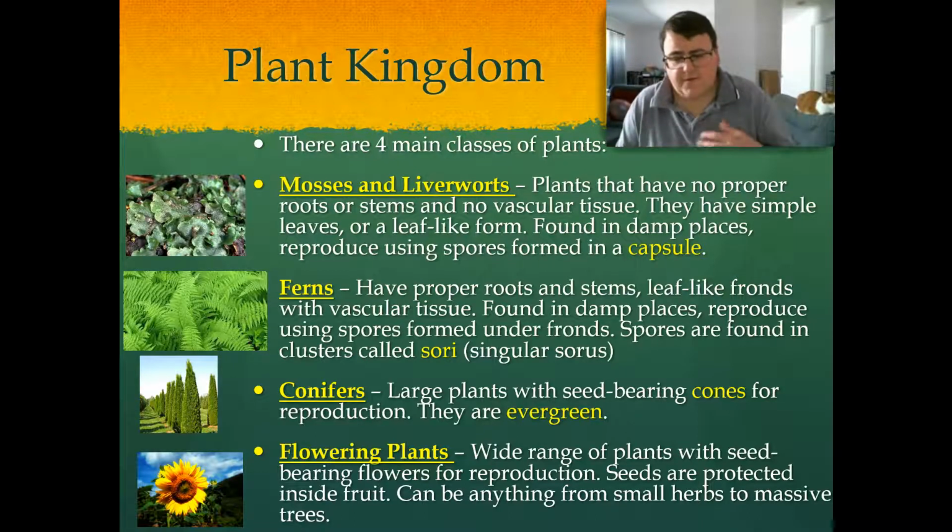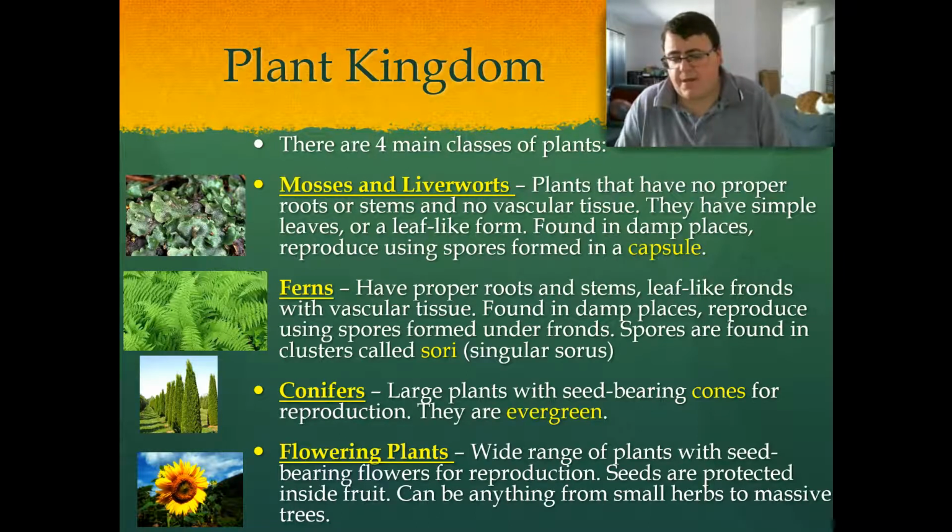Conifers, on the other hand, very large plants. Again, they're going to have proper roots and stems, but they're going to reproduce based on seeds and seed-bearing cones. Conifers are also classified as evergreen, and that's exactly what it sounds like. An evergreen plant is a plant that is green all year round. It doesn't change its colour, it stays green the entire year.